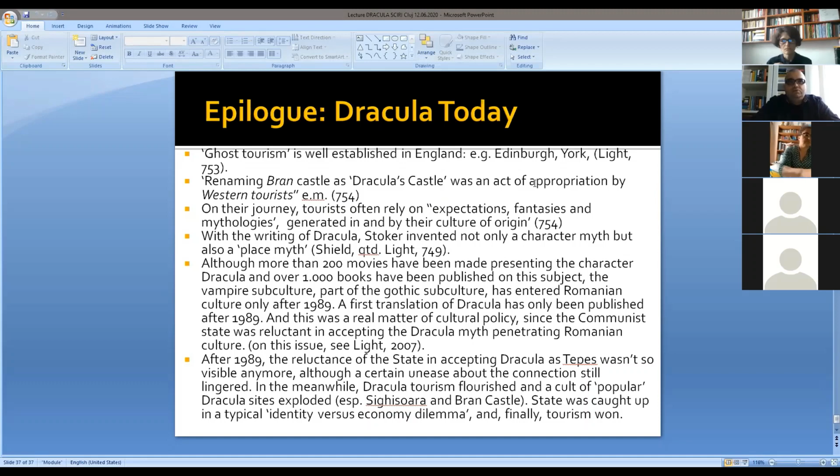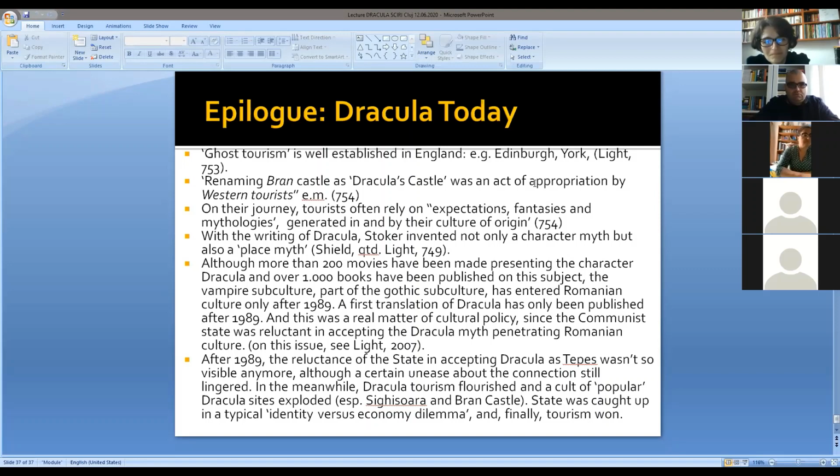On their journey, tourists from abroad often relied on, quote, expectations, fantasy, and mythologies generated in and by their culture of origin. So this is a Western gaze. With the writing of Dracula, the novel, Stoker invented not only a character myth, but also a place myth, which is Transylvania and its castles, and its castle, Castle Bran, although Castle Bran has no connection whatsoever, not even with the historical Dracula.